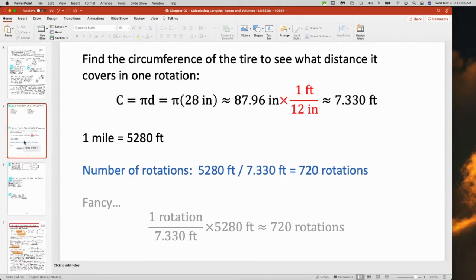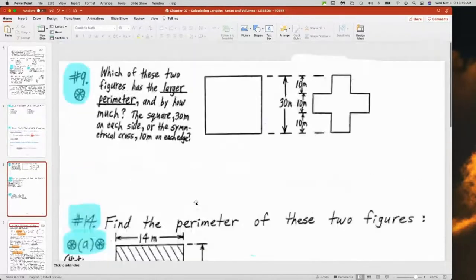So there's a couple of questions that we can start off with. Let's take a look at some more interesting shapes and hopefully something a bit more entertaining than a wheel rotating. So there's the next question. Which of these two figures has the larger perimeter and by how much?